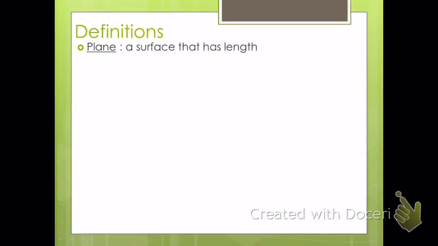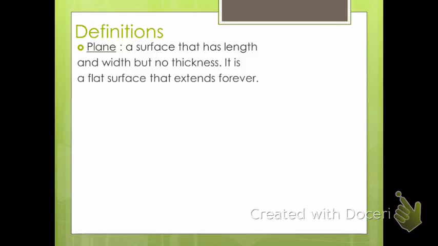A plane is a surface that has a length and width, but no thickness. It's a flat surface that extends forever. So here's an example. And if we wanted to make like a little street sign for it or denote that, our notation would look like such, plane ACB. So we pick 3 points that are in the plane that do not lie on the same line. Or if the plane has a capital script letter.